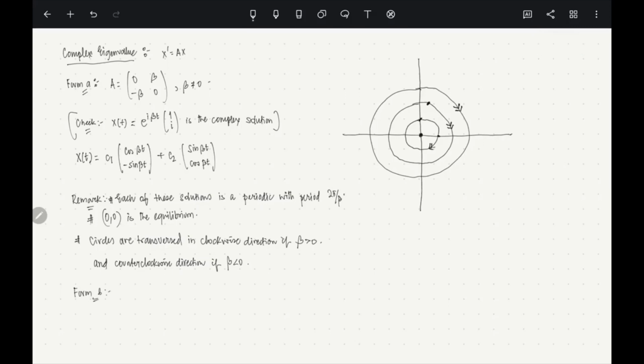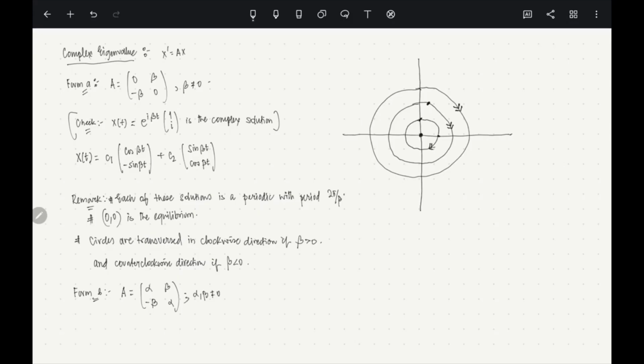This is a little complicated. In this form you have your A, which looks like this. Please understand, these are all canonical forms which I am writing. If you have a problem initially which has complex eigenvalues, you can reduce it to a canonical form, which will look like either A equals 0 beta, minus beta 0, or it will look like alpha beta, minus beta alpha. This is A. Now here alpha, beta is not 0.